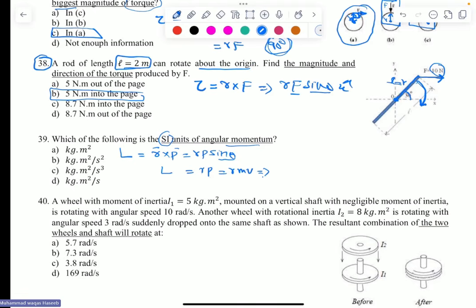So now we put in the units. R is measured in meters, m is measured in kilograms, and v is measured in meters per second. So your unit will become kilogram meter squared per second. So I think option D is correct.